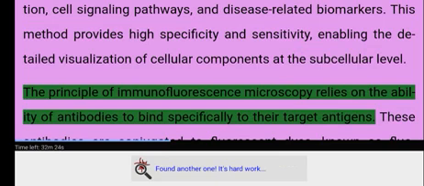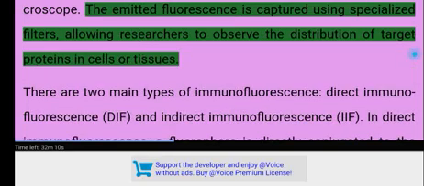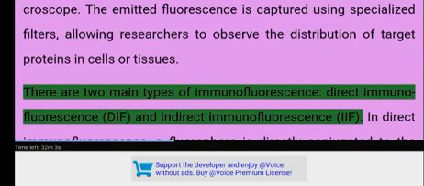The principle of immunofluorescence microscopy relies on the ability of antibodies to bind specifically to their target antigens. These antibodies are conjugated to fluorescent dyes, known as fluorophores, which emit light at specific wavelengths when excited by a light source, such as a mercury or LED lamp in a fluorescence microscope. The emitted fluorescence is captured using specialized filters, allowing researchers to observe the distribution of target proteins in cells or tissues. There are two main types of immunofluorescence: direct immunofluorescence (DIF) and indirect immunofluorescence (IIF).